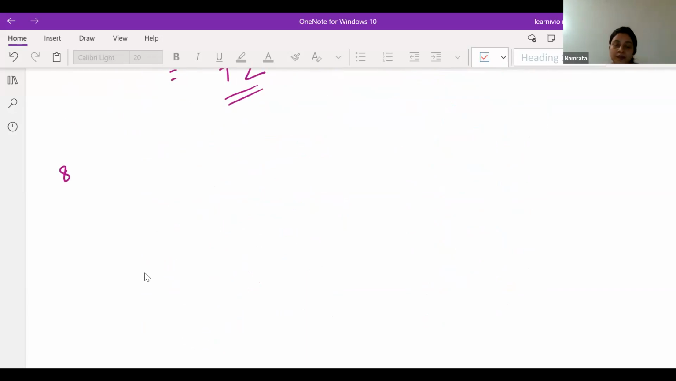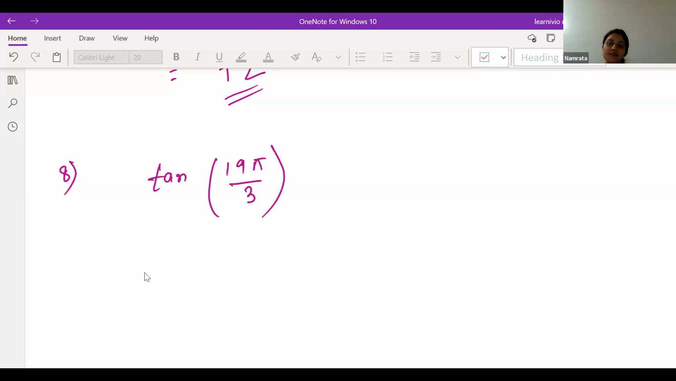Now one more question I am going to take, that is tan. Here we are having 19 pi by 3. Okay. Now this is given in radian.